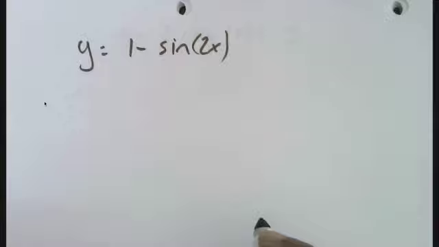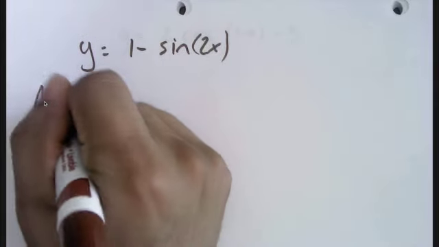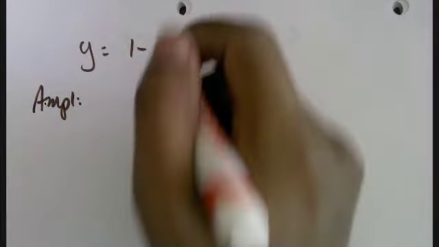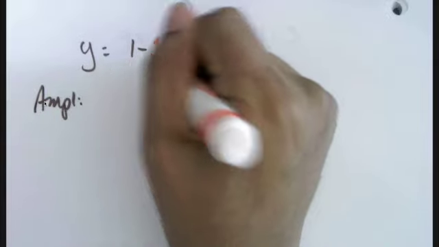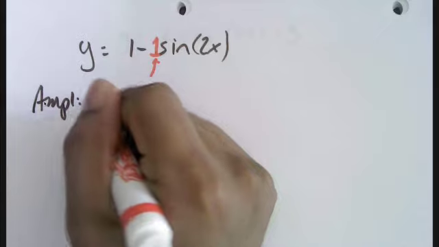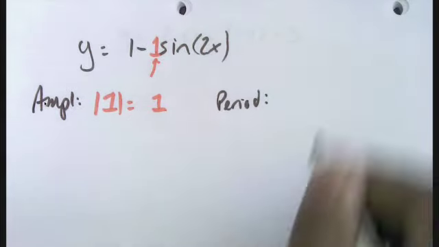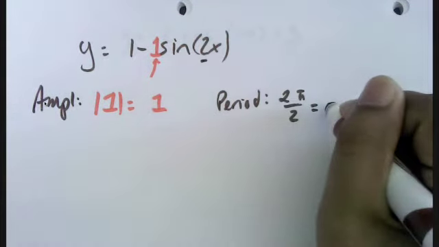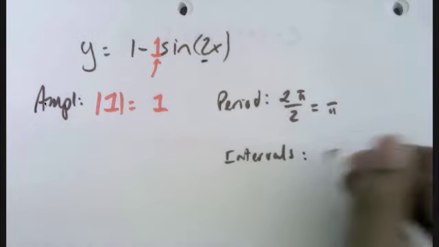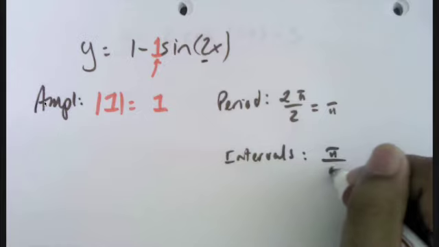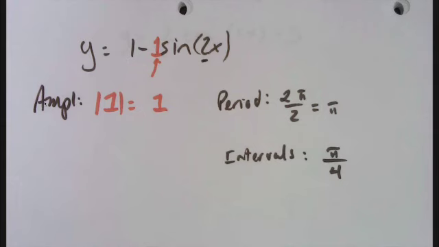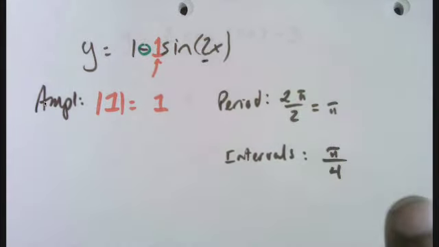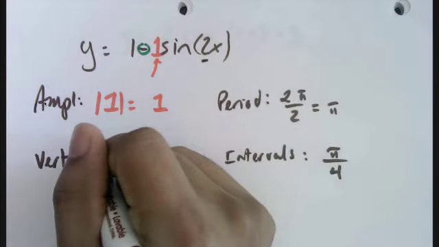Y equals 1 minus sine of 2x. I'll start the way I did before. The amplitude is going to be the number that's in front of the sine, not the 1 minus, but this one in orange will be the amplitude. So the absolute value of that 1 is just 1. The period is going to be 2 pi divided by 2 to be that b value, and we get pi. The intervals are going to be the period divided by 4. So our intervals will be in pi over 4. I also want to note that we do have a negative here, which will cause that sine function to just flip around. Our vertical shift will be the 1.